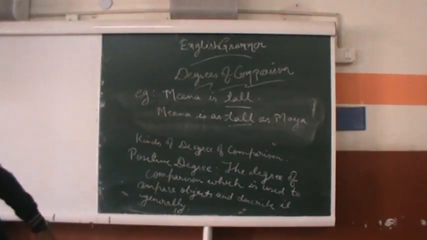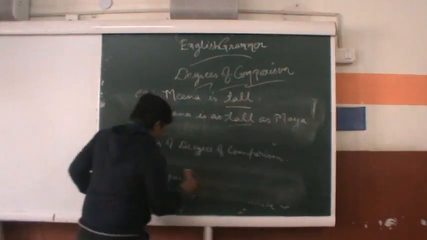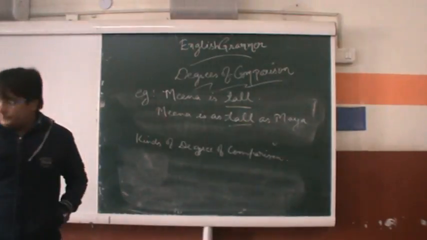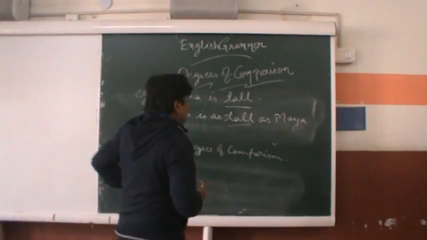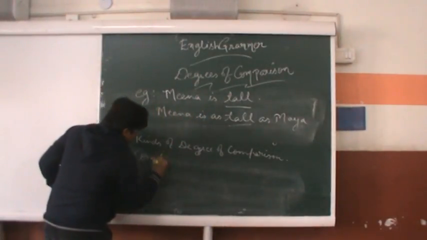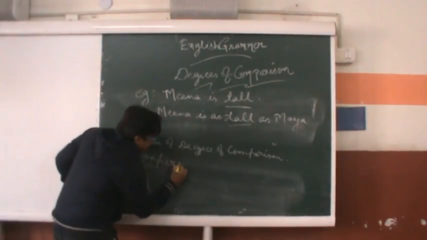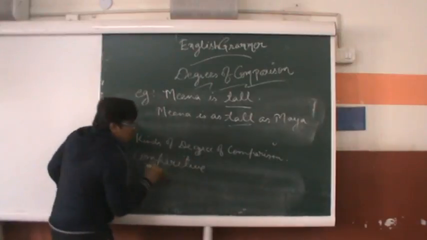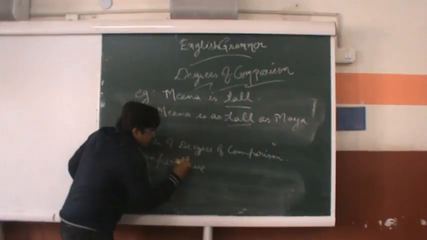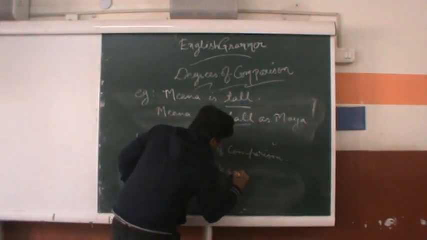So the next degree we have is comparative degree. My dear students, a lot of students spell comparative wrong. They spell it incorrectly, but it is comparative. Comparative degree.